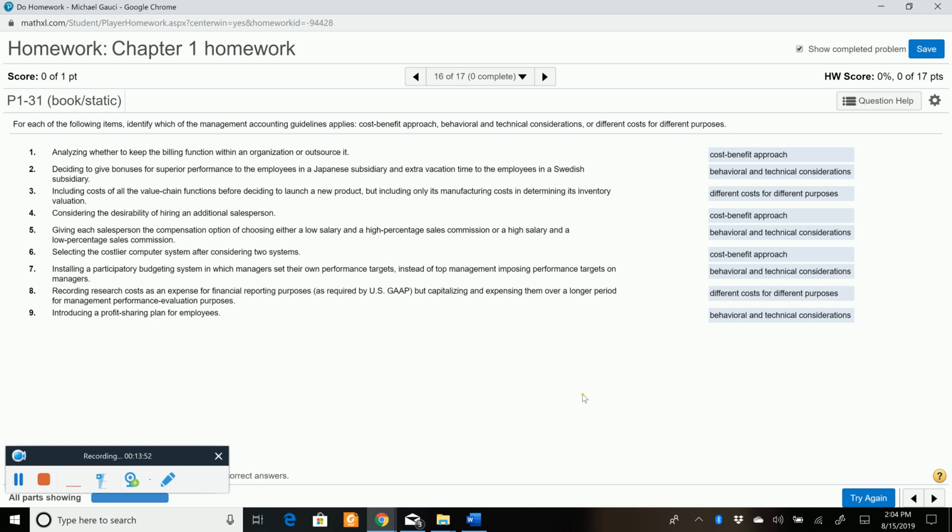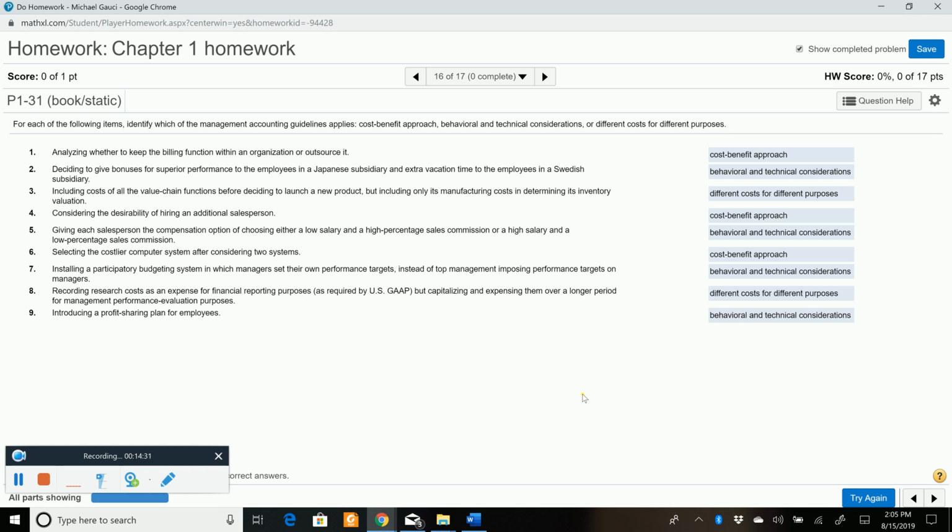Number 2, behavioral and technical considerations. A lot of times this has to do with salaries and payments and basically funding individuals for their work and trying to get them to be successful for our organization. And last but not least, different costs for different purposes. This talks about how you are analyzing costs, and you might analyze costs 2 different ways for 2 different purposes. Let's take a look at these 9 items and see which of these 3 managerial accounting guidelines applies.